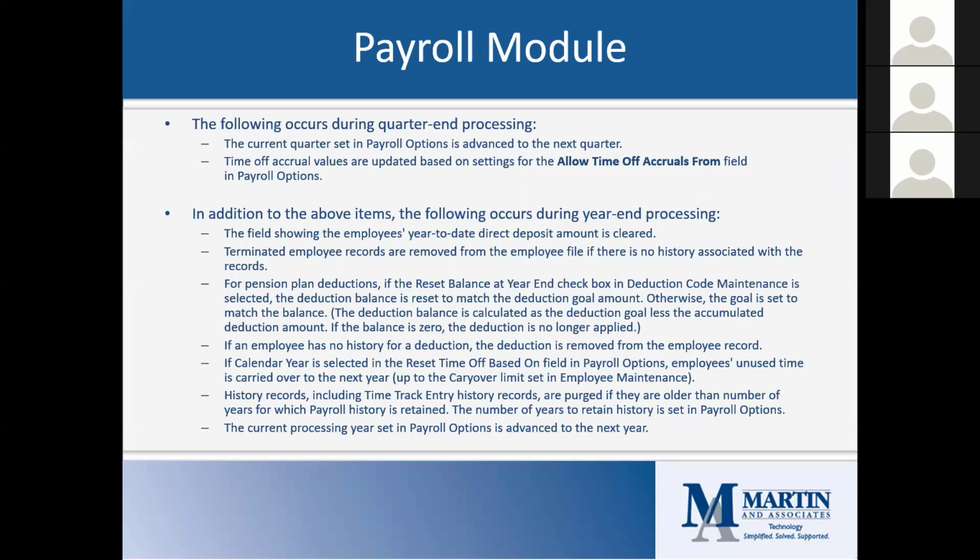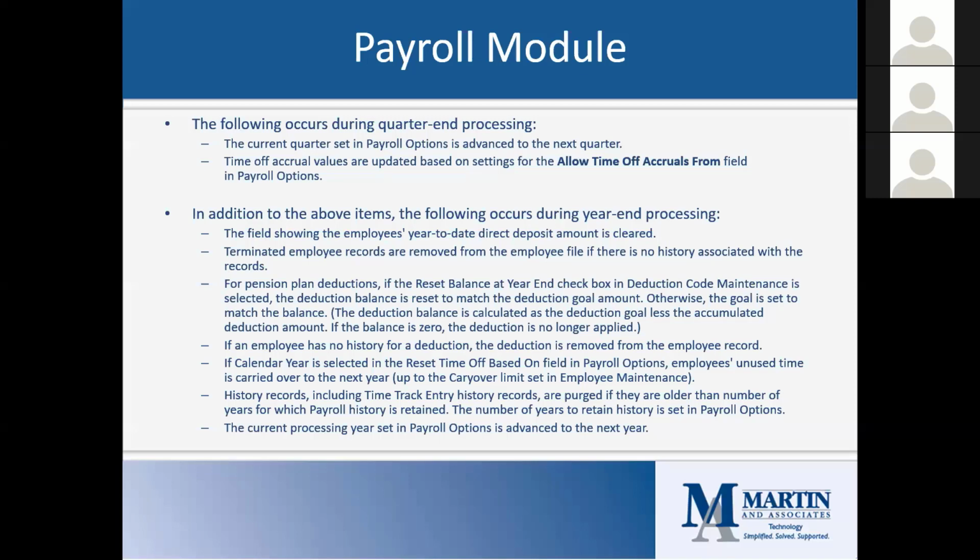The field showing the employee's year-to-date direct deposit amounts gets cleared. Any terminated employee records are removed from the file if there's no history associated with them. Some of that has changed a little bit with the new versions of payroll, but pension plan deductions: if the reset balance at year-end checkbox in your deduction code maintenance is selected, then the deduction balance will get reset to the deduct based on the deduction goal amount for the next year. Otherwise it leaves that balance out there.